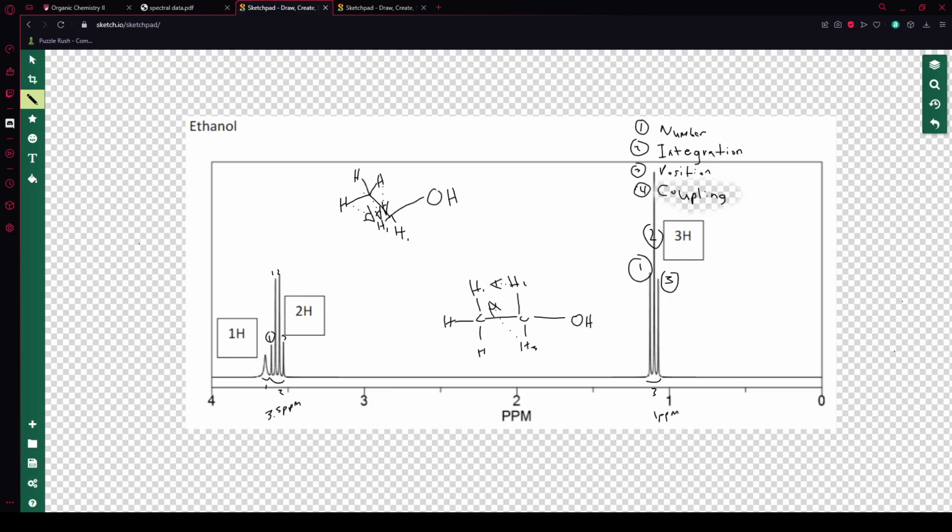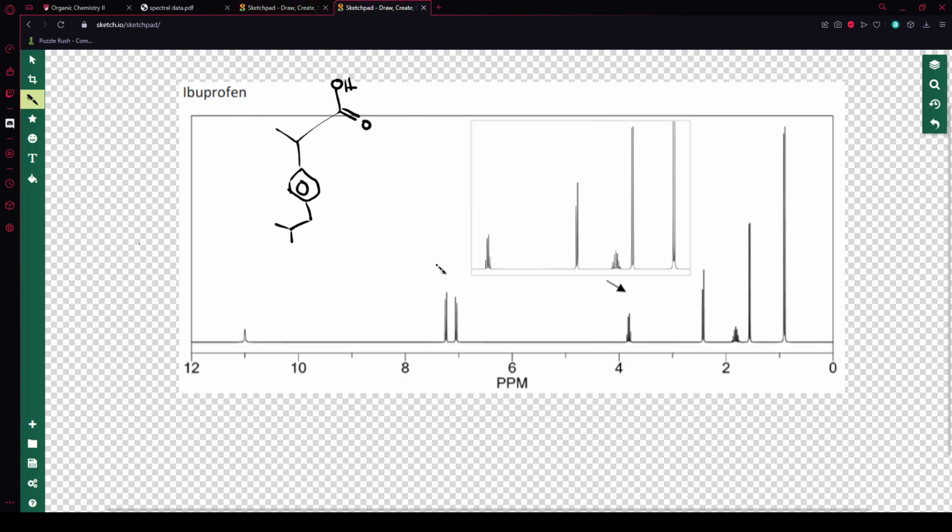Alright, so let's take our newfound knowledge and just briefly look at a little bit harder example. And so here I have ibuprofen. And so right off the bat, the first thing we want to do is count the number of peaks. So 1, 2, 3, 4, 5, 6, 7, 8. So we're going to say there's 8 unique hydrogens.